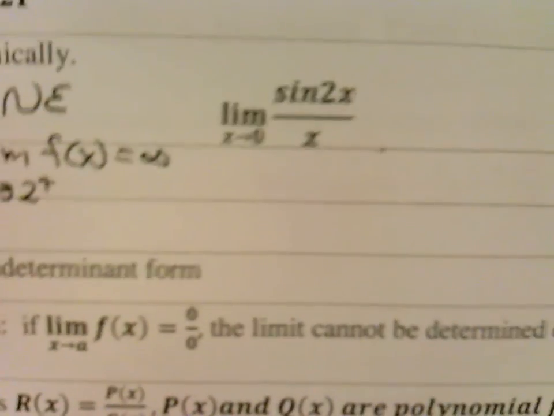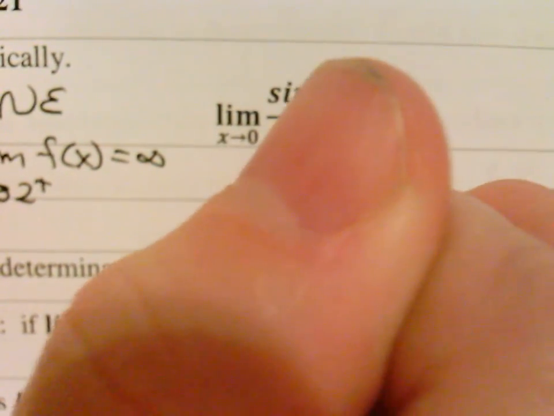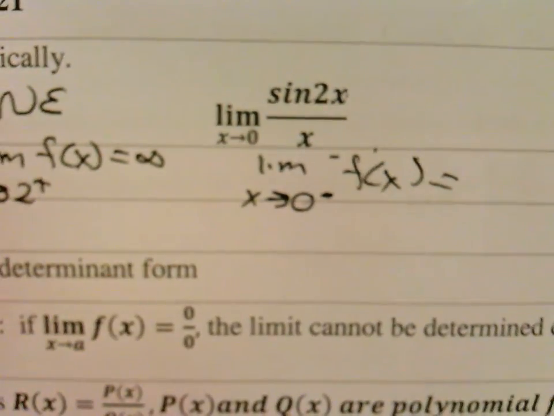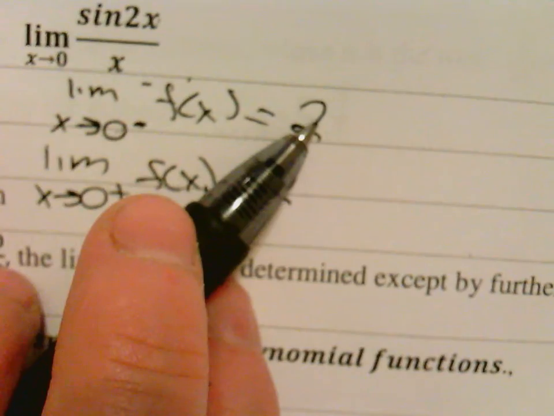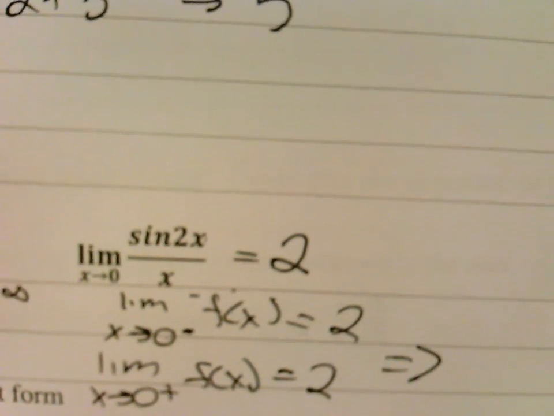So we saw that both the left and the right-hand limits were the same. The limit as x approaches 0 from the left of f of x is going to be 2, and the limit as x approaches 0 from the right of f of x is also going to be 2. From when we were talking about two-sided limits, if the left-hand side equals the right-hand side, that means the limit as x approaches 0 of sine of 2x over x is going to be 2.